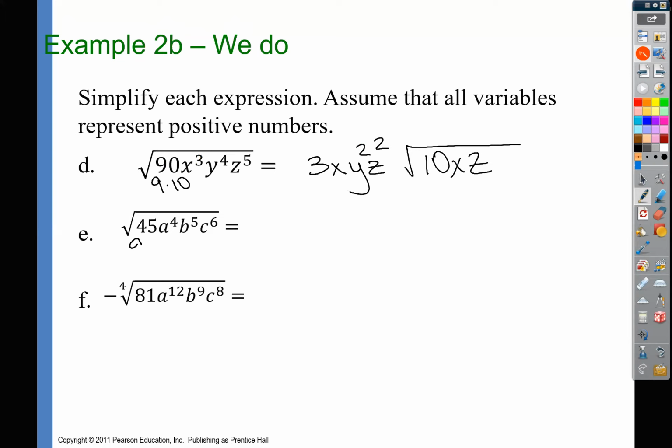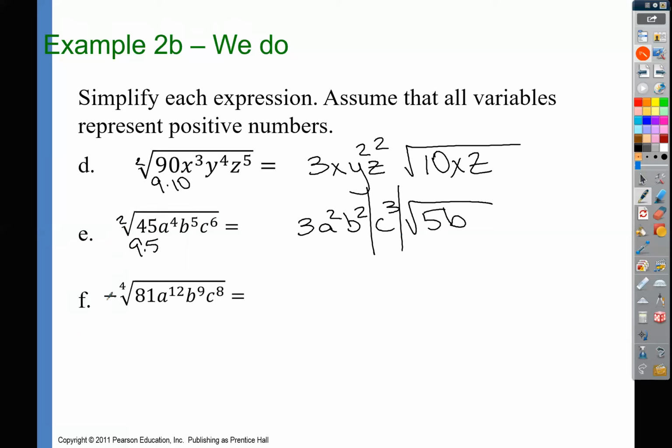Okay, 45 I can break up into 9 times 5. So the square root of 9 is 3. And I can't do anything with the 5, so I'll leave it under the radical. 2 can go into 4 2 times with none left over. 2 can go into 5 2 times with 1 left over. And 2 can go into 6 3 times with none left over. And on the C, I'm going from an even to an odd exponent, so I need to take the absolute value of the variable. And the reason that I'm saying 2, just to remind you, is because the index number here is assumed to be a 2.